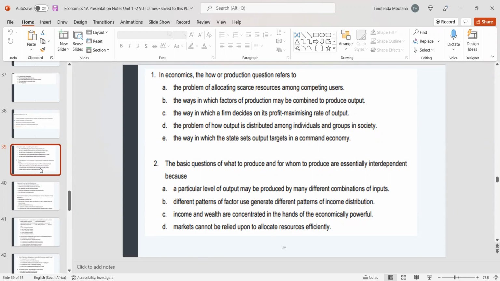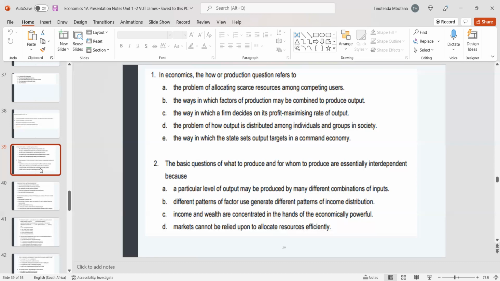A, the problem of allocating scarce resources among competing users. It looks nice, but there's something that I don't like about it. Let's put a question mark there. B, the ways in which factors of production can be combined to produce output. Now, this is very, very correct. C, the way in which a firm decides on its profit maximizing rate of output. It looks nice, but question mark. D, the problem of how output is distributed among, no, this is the for whom question. E, the way in which the state sets output targets in a command economy. No, this is more like the what question.